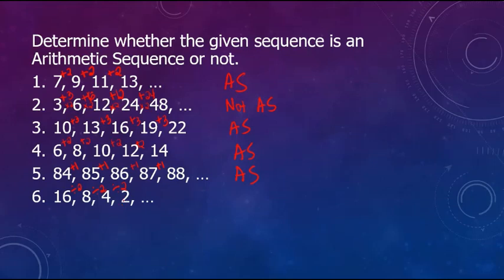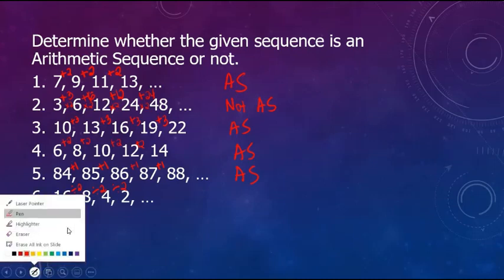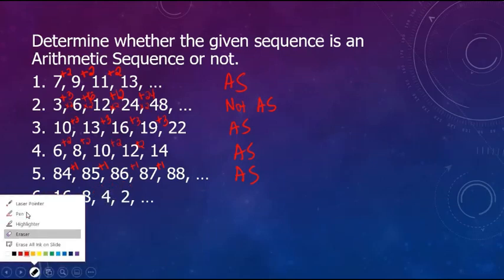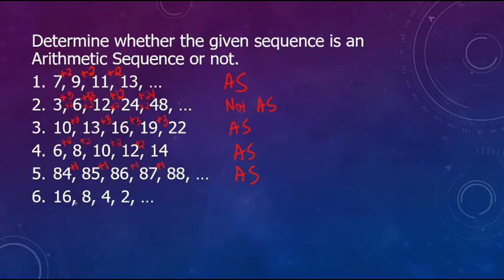Okay, or simply, kung hahanapin natin yung number na ina-add sa kanila, hindi ka nag-a-add, nagsusubtract ka, or you are adding a negative number. So, 16 minus 8. 8 minus 4. 4 minus 2. Okay, so hindi constant yung number na ina-add. So, definitely, this is not an arithmetic sequence.